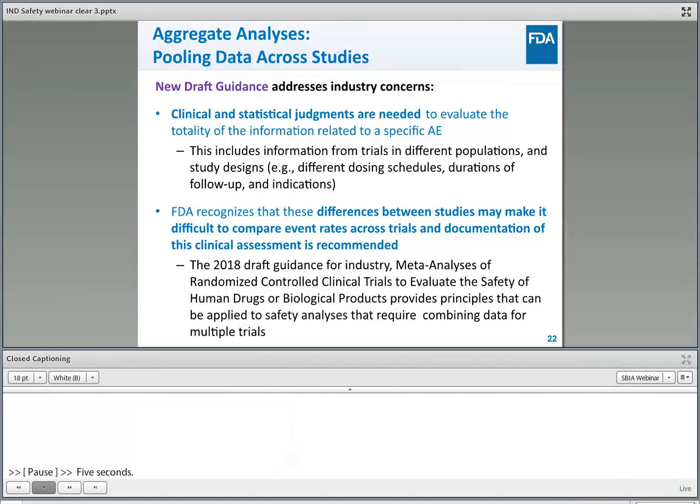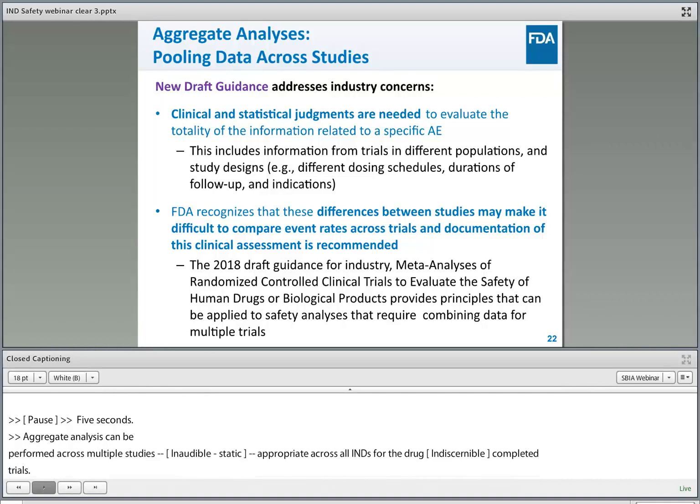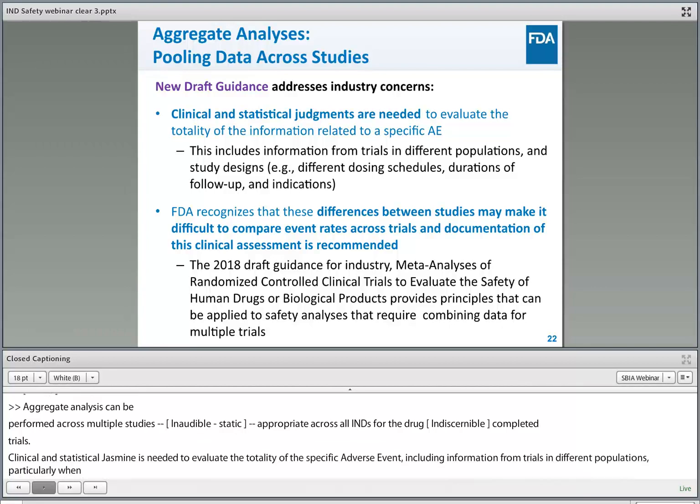Aggregate analysis should generally be performed across multiple studies under the IND, and as appropriate across all INDs for the drug held by the sponsor, including both completed and ongoing trials. Clinical and statistical judgment is needed to evaluate the totality of the information related to a specific adverse event, including information from trials in different populations, particularly when the trials have different study designs, such as different dosing schedules, varying durations of follow-up, or different indications. FDA recognizes that these differences between studies may make it difficult to compare event rates across trials. Therefore, documentation of this clinical assessment is recommended.